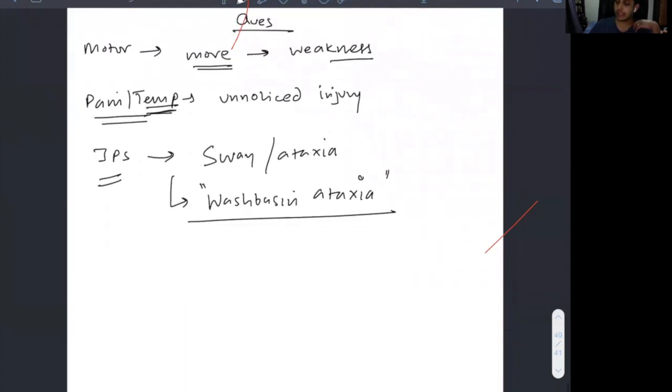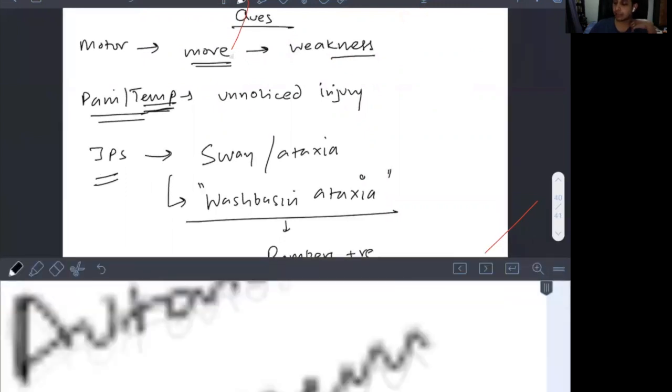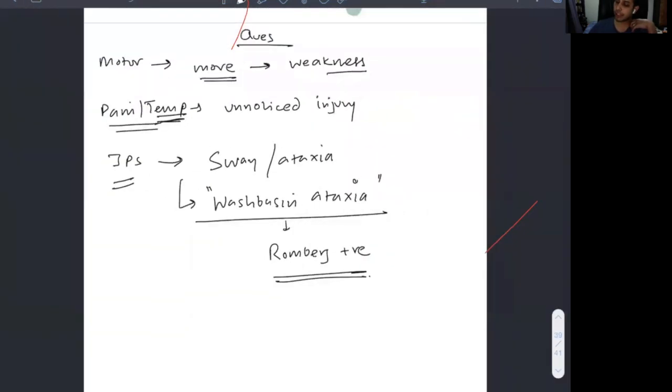So what this essentially means is that Romberg is positive. Now, without complicating it too much, what this means is that if the patient is standing and his eyes are open, he can use his visual cues to realize that he's standing upright, and so he can maintain his balance. But if his eyes are closed, then he will lose his balance because his joint position sense is gone.